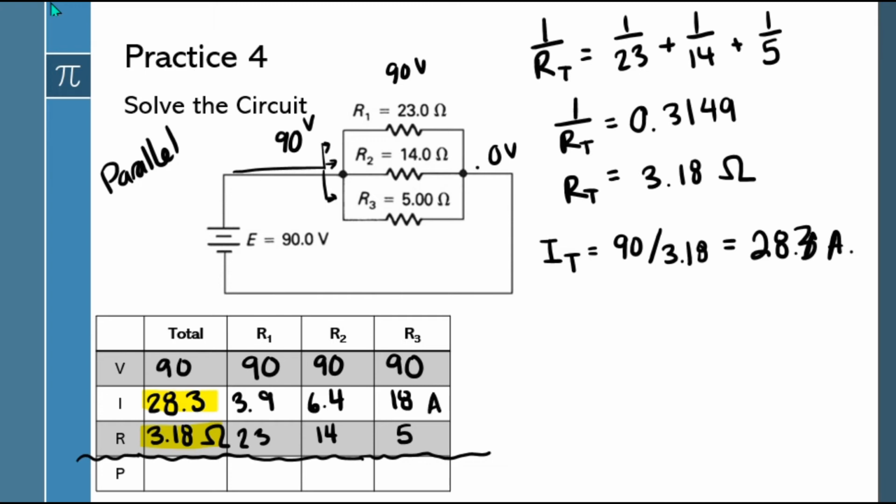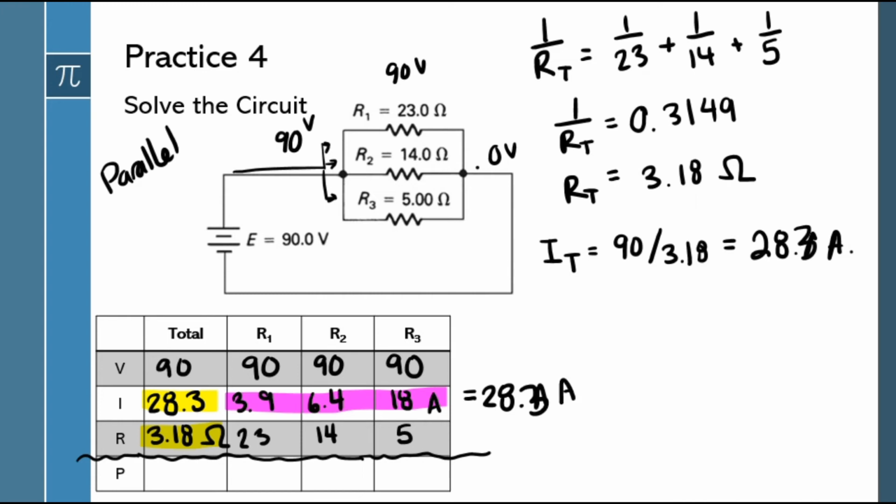Now, what can I check to see if I'm right? If I split the current in 3, it should add up to 28.3. 18 plus 6.4 plus 3.9 equals 28.3. It worked that time. Often it doesn't because of rounding. It's a little different, but yeah, it worked out fine.